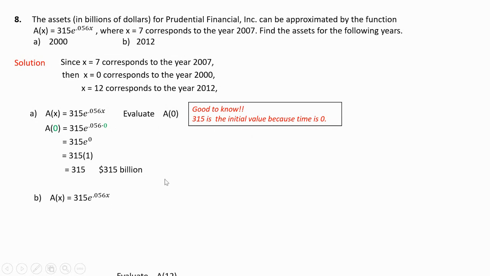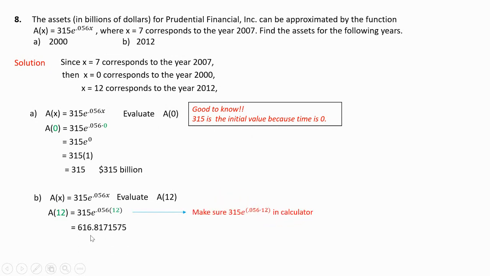For the B part, we're going to evaluate A of 12, which means we plug in 12 for the x. We put it into the calculator and we get 616.8171575, which rounds off to 616.8 billion. That's the answer for the B part.